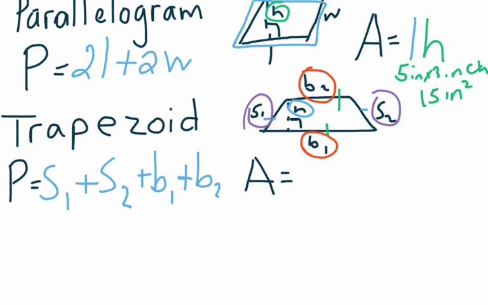Okay. Area is going to be 1/2 of the height times base 1 plus base 2. So you'll see that the sides are not in the area formula. Likewise, they are not in the area formula of the parallelogram.